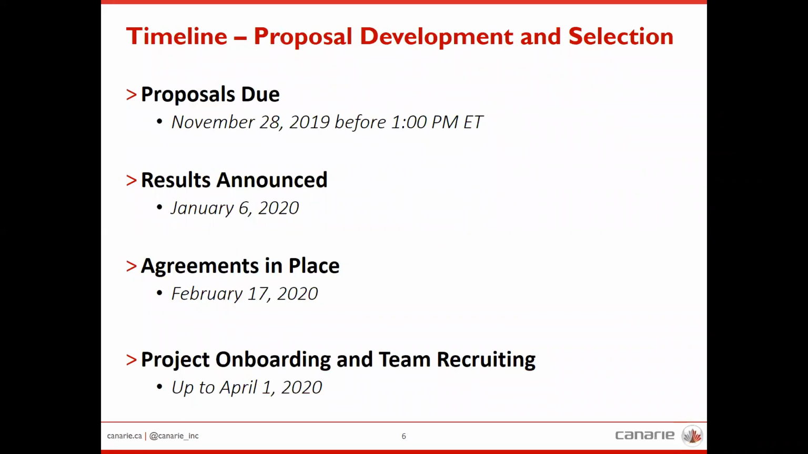Okay, some important times here. Proposals are due November 28th at 1 p.m. Eastern time. The system, I believe, automatically shuts down after that, so keep that time in mind. We'll be announcing the results on January 6th, right after Christmas. Our goal is to have agreements in place with the successful applicants by February 17th, and then that gives you up until April 1st to recruit your teams and start detailed discussions with your new users.